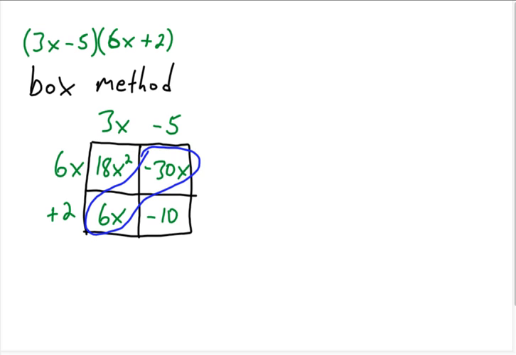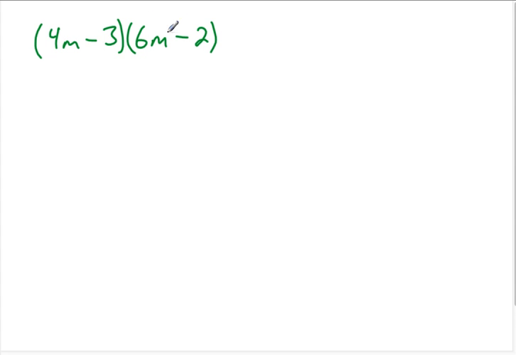And so we can write our answer as the same thing, 18x squared. We have this negative 30 and this positive 6, which is negative 24x, or minus 24x, and then minus 10. And so you can see it's the same answer, different method. Alright, let's try it out here.